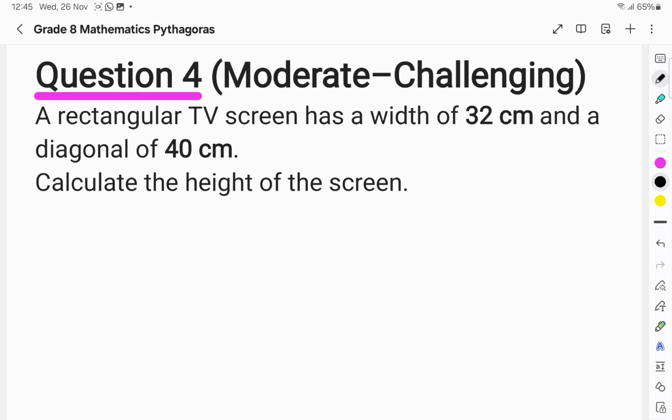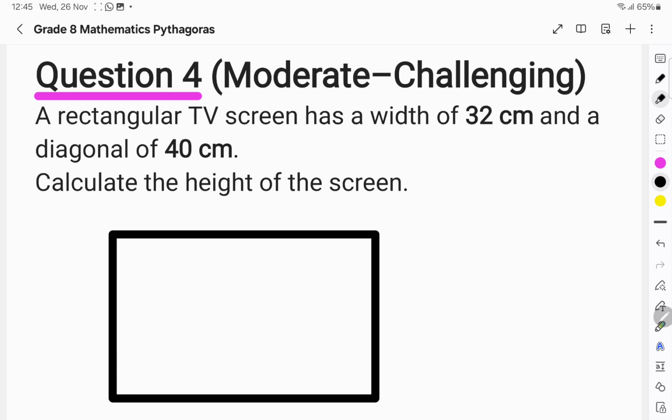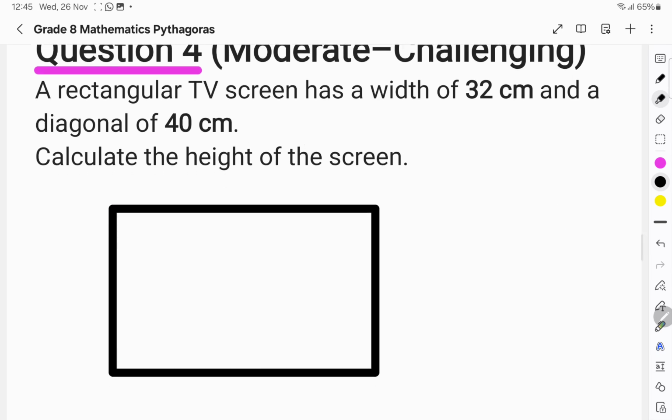Second last one, question 4, which is a little bit more challenging, not at all that much. Okay, so a rectangular TV screen. So let's go draw a rectangular TV screen. They say it has a width of 32 centimeters. Okay, so a width of 32 centimeters would be on the top here.